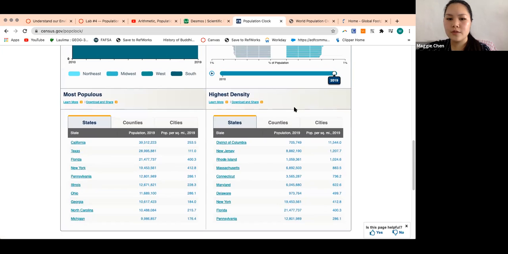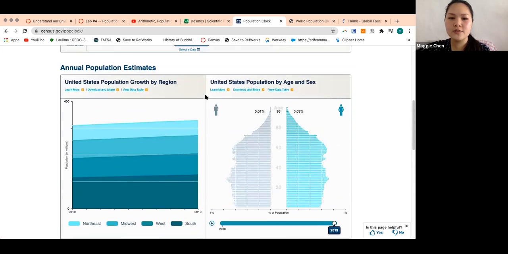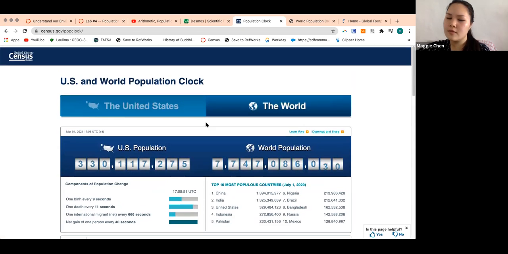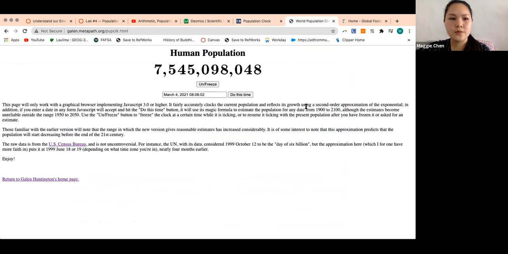But there are some limitations to the US Census and how it would estimate population for us. So another population clock would be on that second link. These slides are available to you too, so if you wanted to look at these websites yourself, you can find them on Canvas within the slides in the PowerPoint.